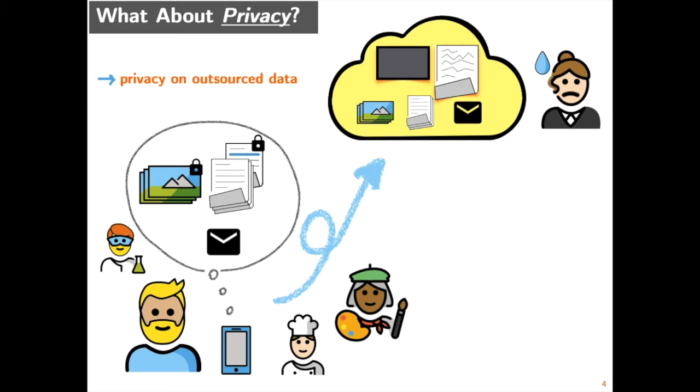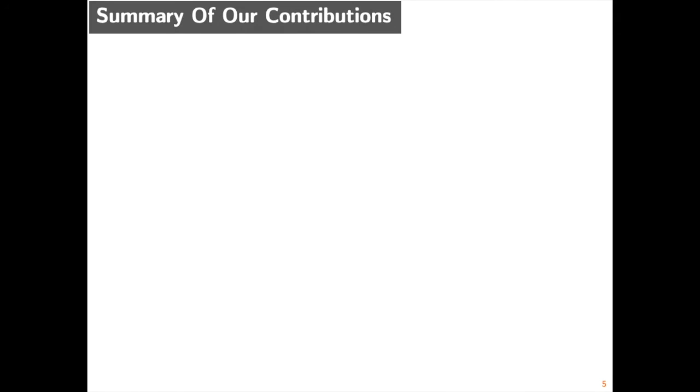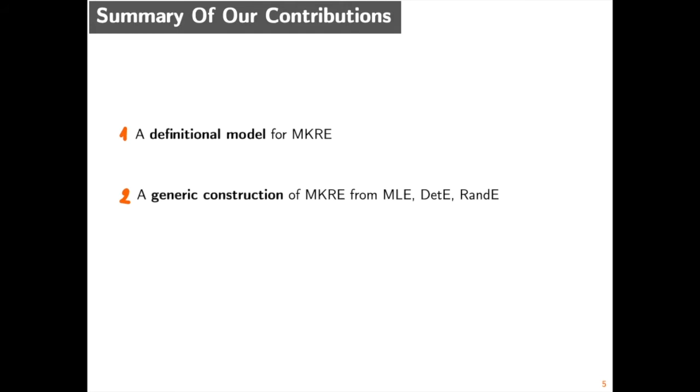The solution we propose is a new cryptographic primitive to address this problem and similar problems, which is multi-key revealing encryption. A summary of our contribution in this work: our first contribution is a definitional model for multi-key revealing encryption. This is a new primitive that extends and builds on top of revealing encryption, but of course needs to be formally defined. As a second contribution, we provide a generic construction of multi-key revealing encryption from message-locked encryption, deterministic encryption, and randomized encryption.